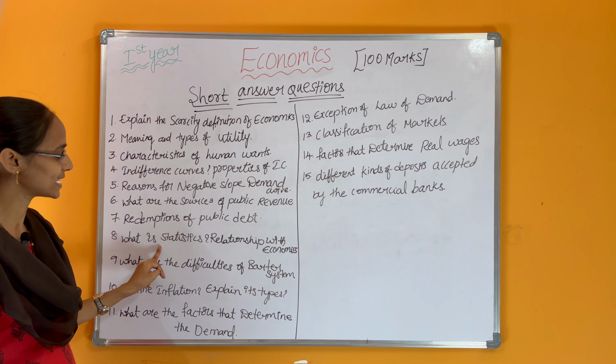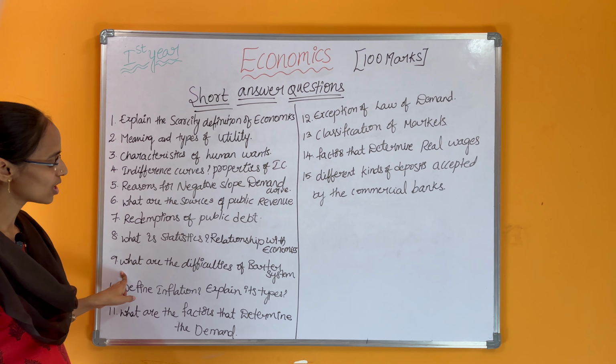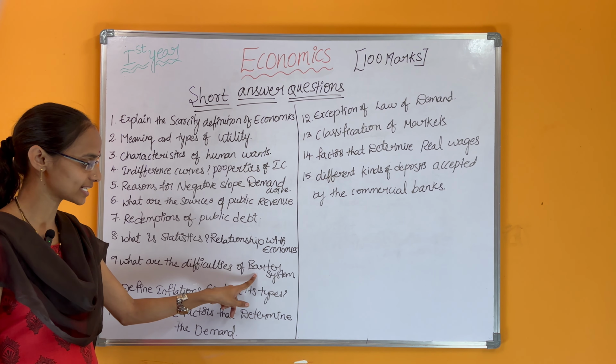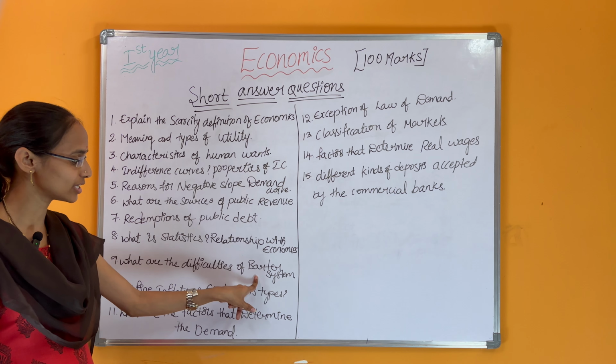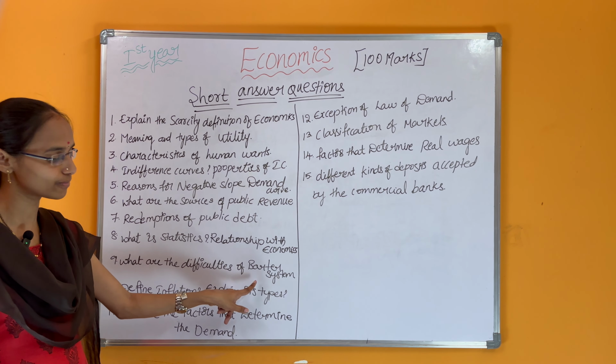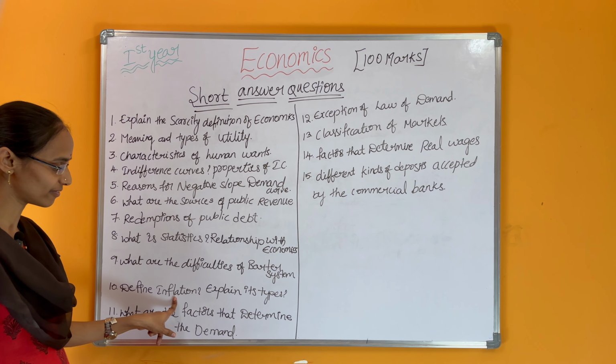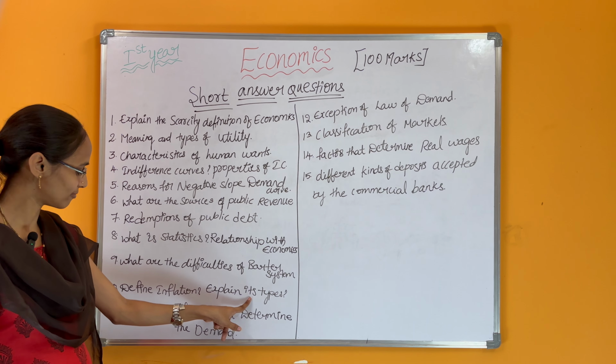Next, what is statistics, what is the relationship with economics. Next is what are the difficulties of barter system. First you have to write the meaning of barter system. The next is you have to write the difficulties of barter system. Next is inflation, what is the meaning of inflation, what are the types of inflation.